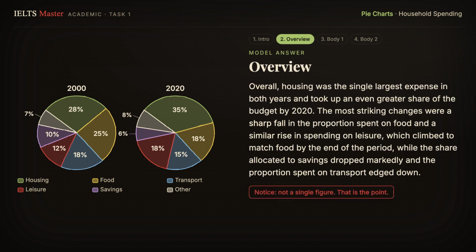Now the overview, the paragraph that decides your band. Big picture only and no specific figures. Overall, housing was the single largest expense in both years and took up an even greater share of the budget by 2020. The most striking changes were a sharp fall in the proportion spent on food and a similar rise in spending on leisure, which climbed to match food by the end of the period, while savings dropped markedly and transport edged down. Every key shift is there, and not one number.